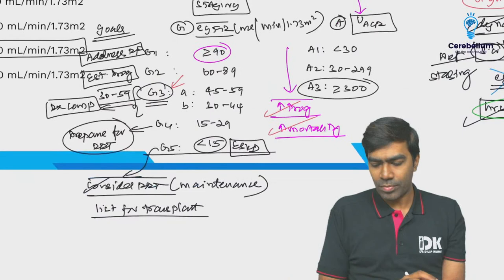You won't see granular casts or muddy brown casts in the setting of prerenal AKI. In prerenal AKI, the urinary sediment will be bland. What do you mean by sediment is bland? There is not much finding in the urine. But in the setting of acute tubular necrosis, you will see granular muddy brown casts. That's what I'm going to see in the case of acute tubular necrosis.